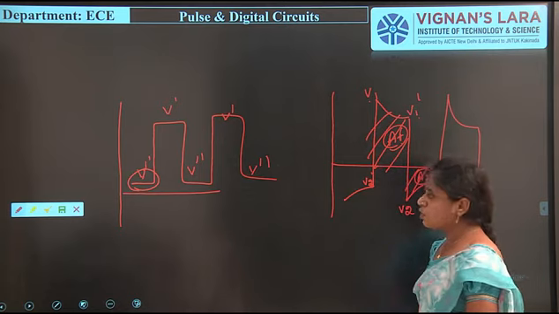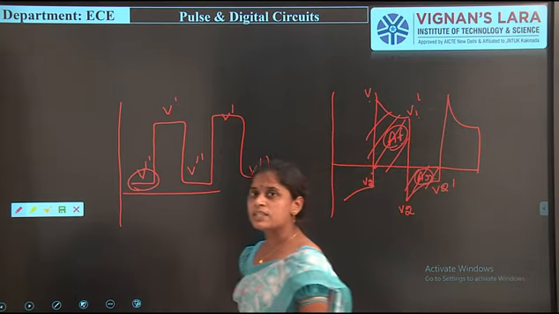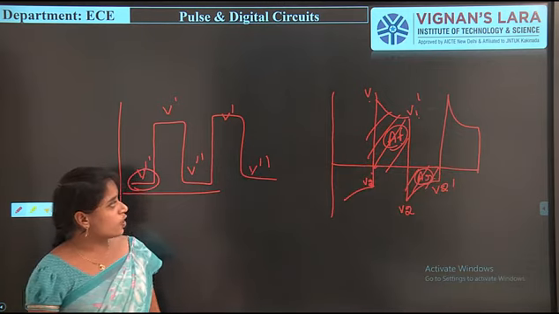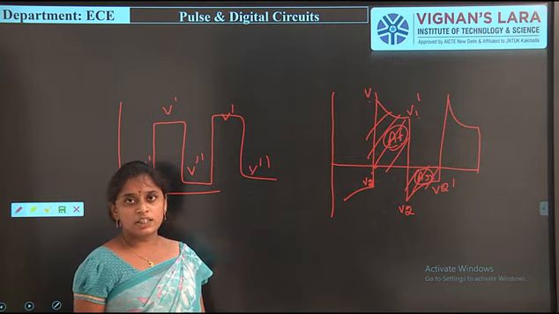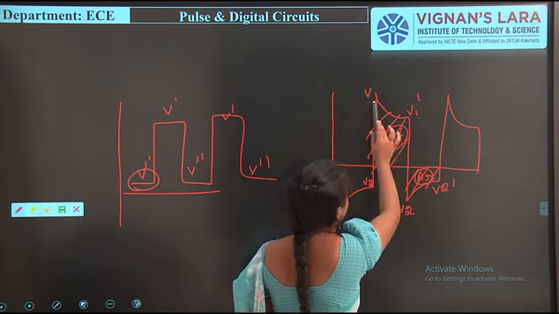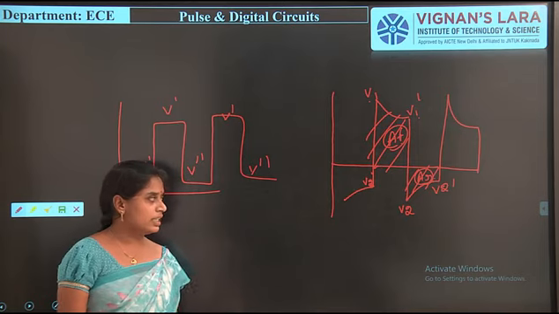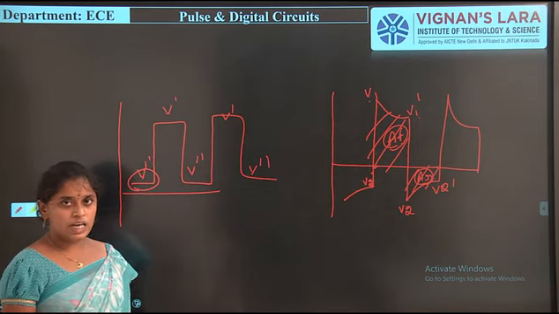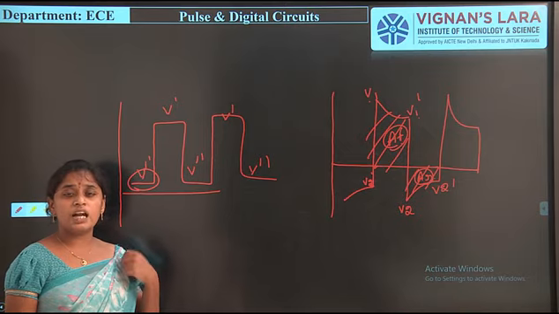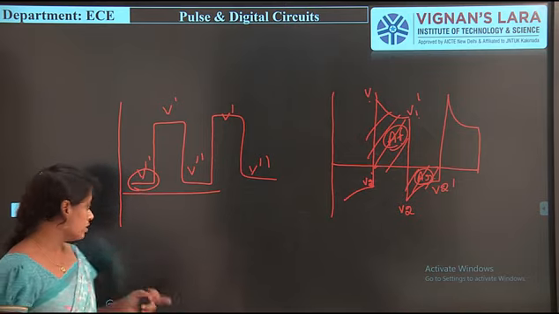From this response we have to find the condition of the output, that is, the percentage of tilt. Tilt is nothing but V1 minus V1 dash, or similarly V2 minus V2 dash. That is what we have to find here. Based upon that we have to observe the output condition and check the output waveform.